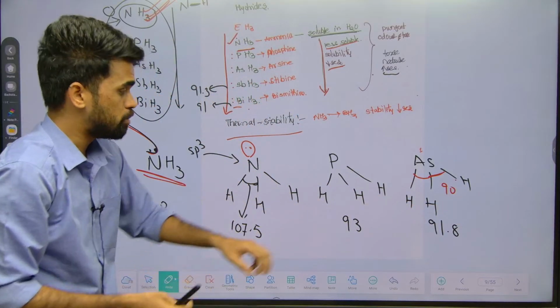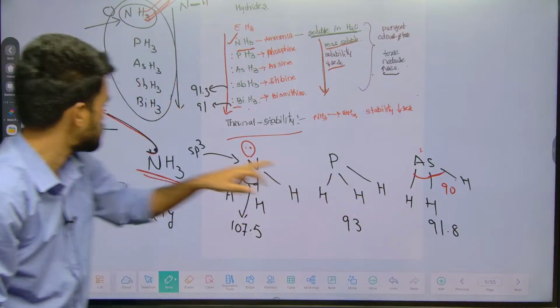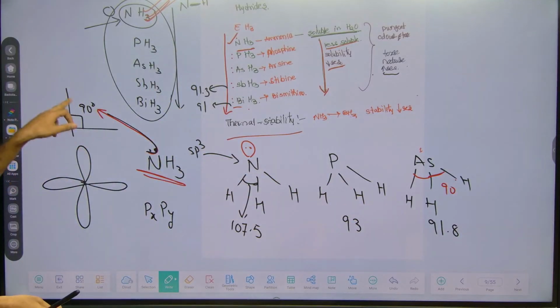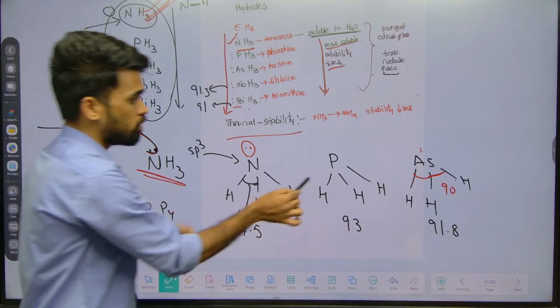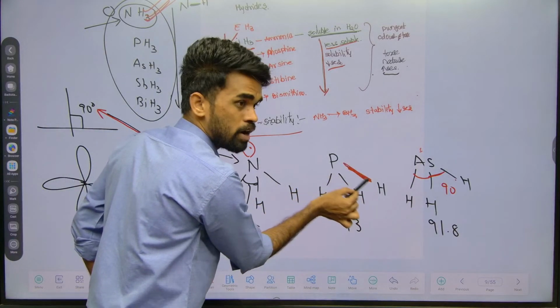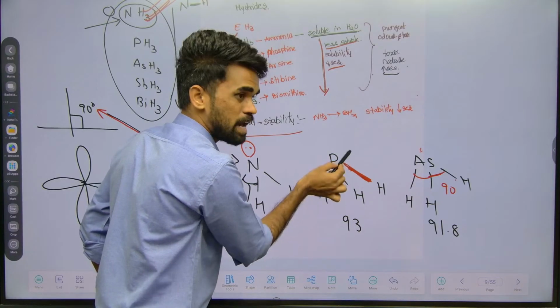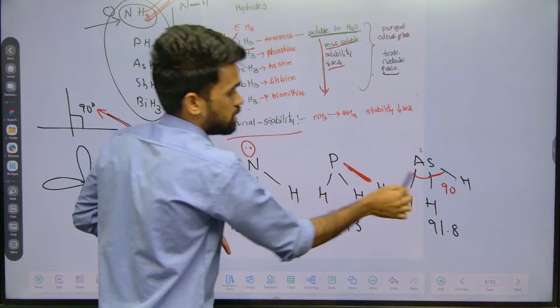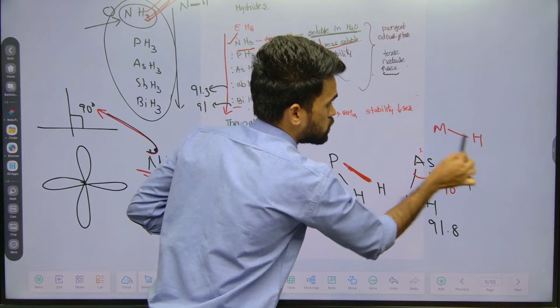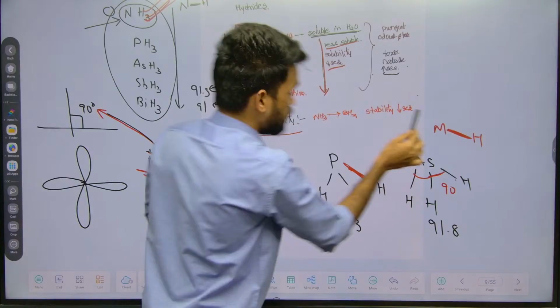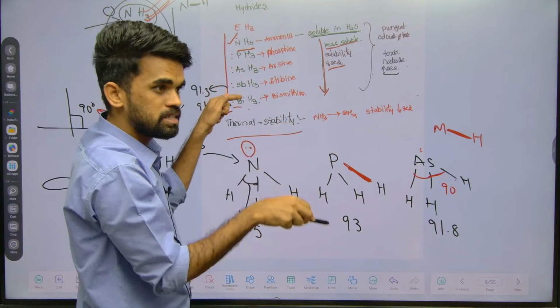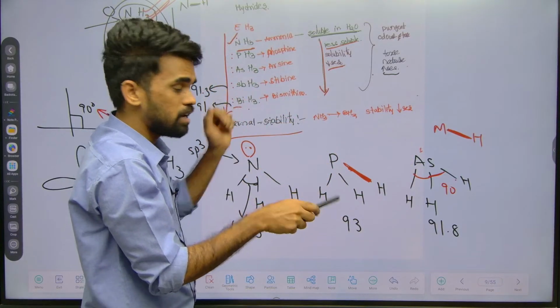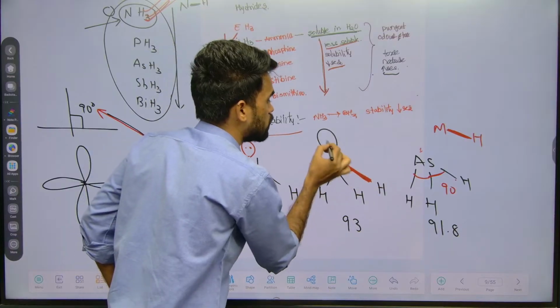How am I saying this? Because their bond angle is almost equal to 90 degrees, because p orbitals also have how much angle? 90 degrees. So what is the nature of this bond? S character or P character? P character. So now what is happening to the character of this element-hydrogen bond down the group? Is P character increasing or decreasing? P character is increasing.